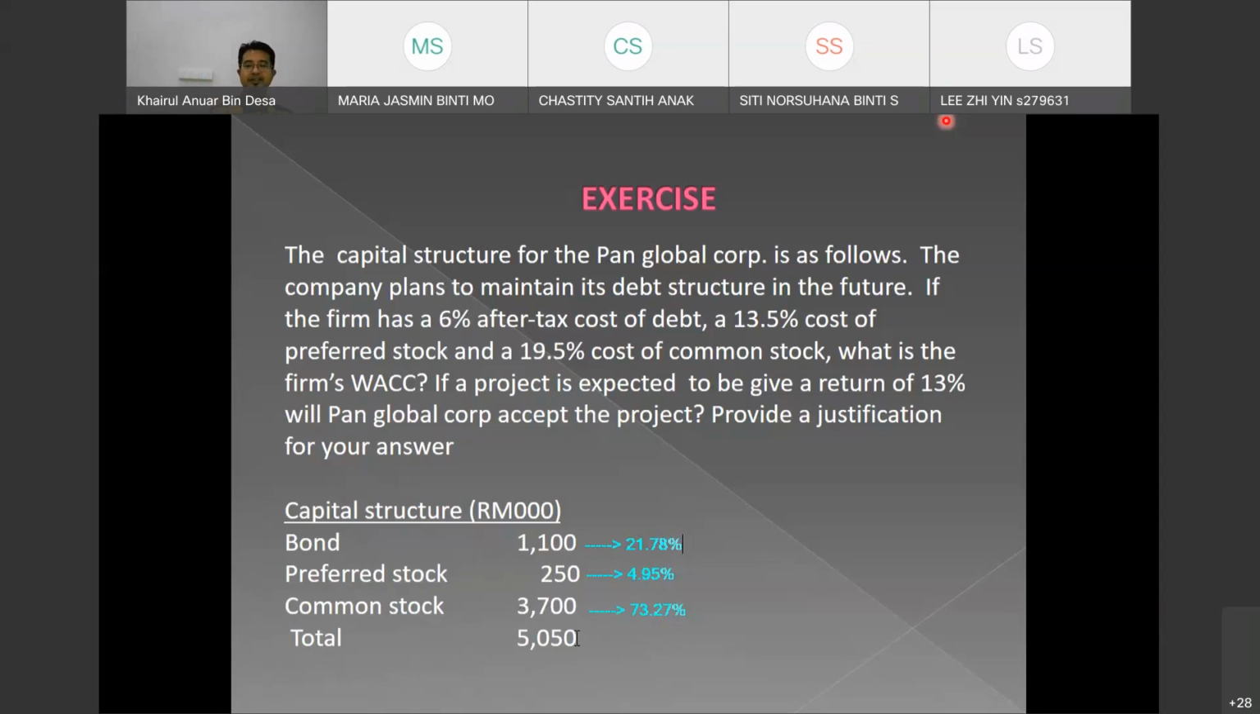Now, please calculate WACC. Tak banyak lah, cepat. Calculate WACC and please include tax here. Okay, don't forget to include after tax.